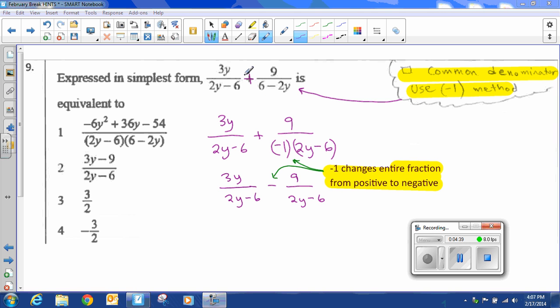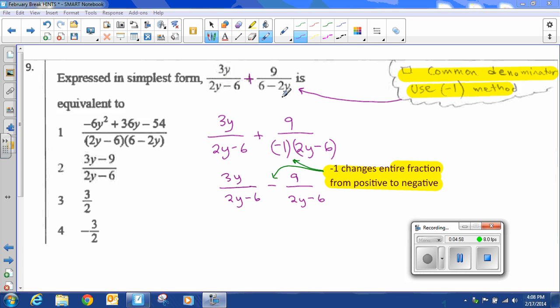Okay, notice with number 9, we are adding rationals. We're adding this fraction with this fraction. And whenever you add fractions, you need a common denominator. So here we're so close to having a common denominator. We have 2y minus 6 here and 6 minus 2y on the right.